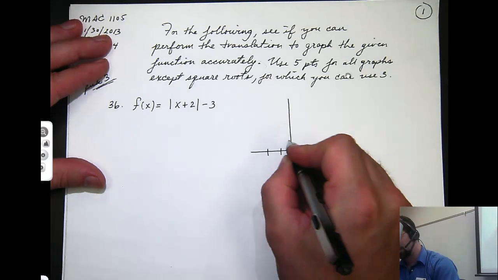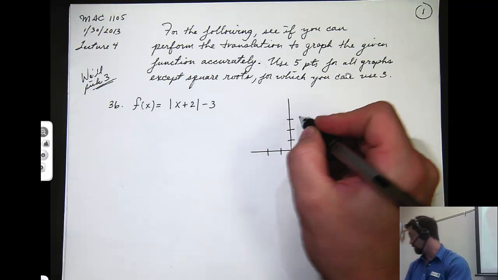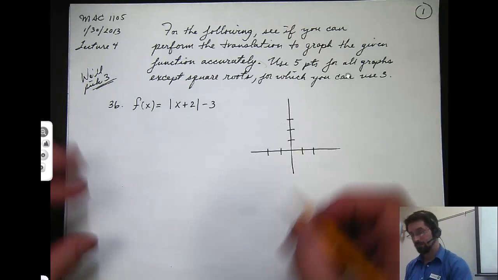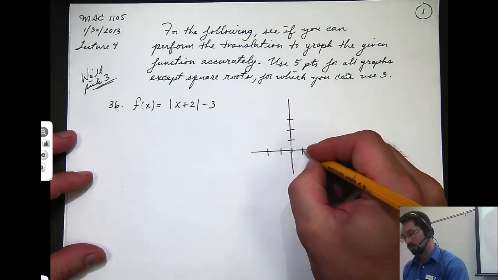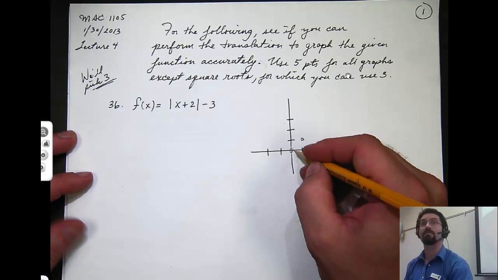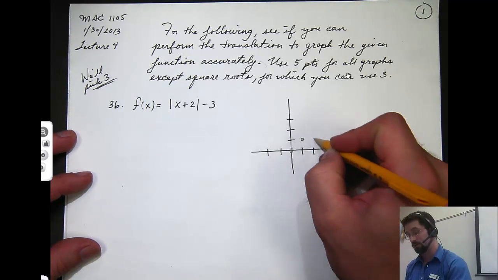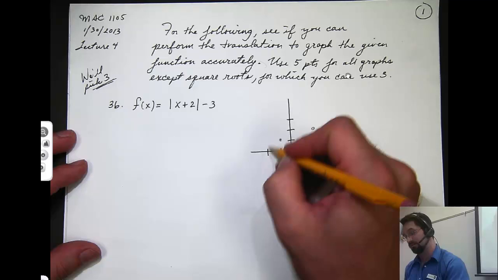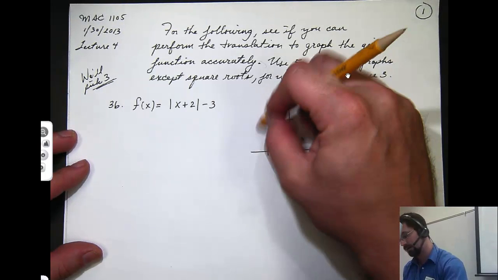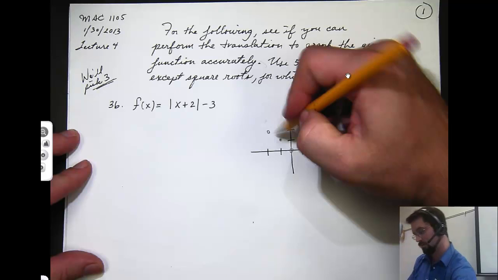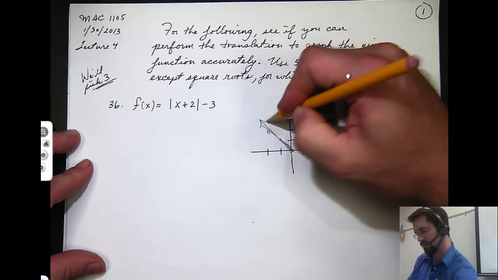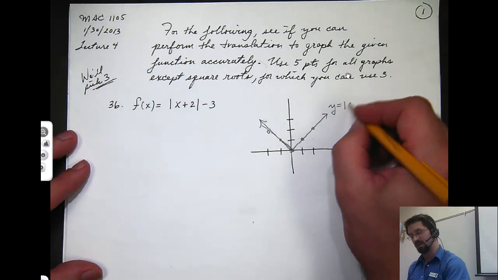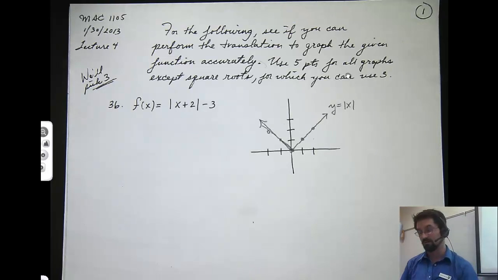And before it's shifted, it goes through the what? The origin. And from there, it normally goes over 1 and up 1, because the absolute value of 1 is 1. The absolute value of 2 is 2. But also the absolute value of negative 1 is 1. Absolute value of negative 2 is, whoa, I went way too high there. And so you get something like this. And that is y equals the absolute value of x, or f of x is the absolute value of x.